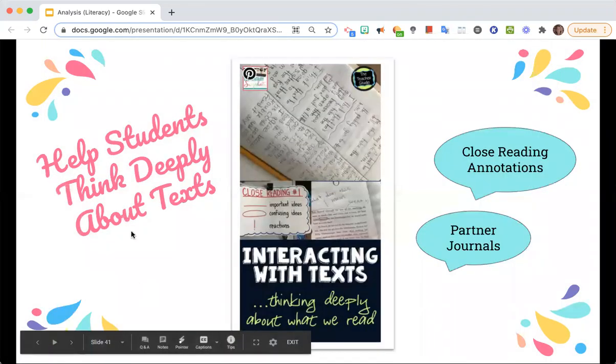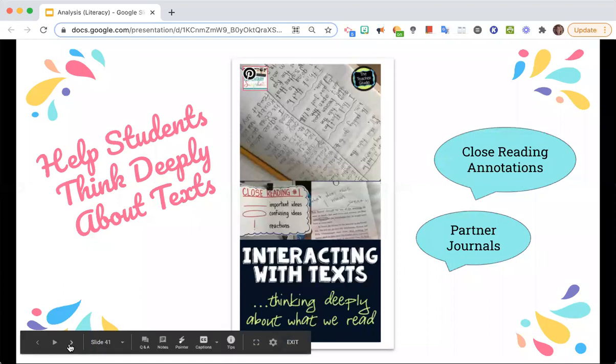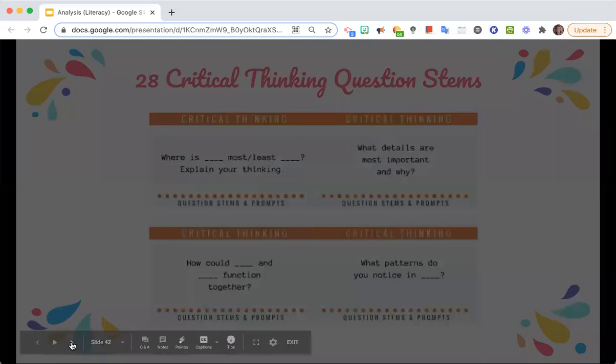Another one is a resource that will help students think deeply about texts. There are two different examples in here, interacting with text. Again, very similar to Book Snaps by using some close reading annotations, but the teacher gives some guidance in that, and also having partner journals. So if you're interested in either of those strategies, check out that resource.